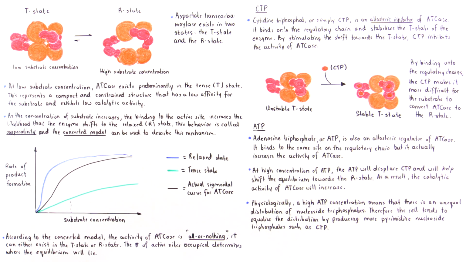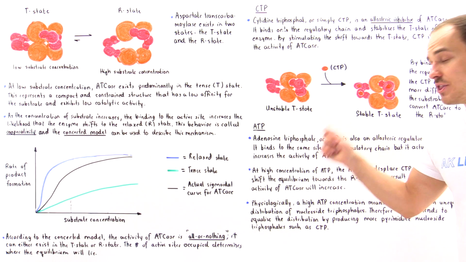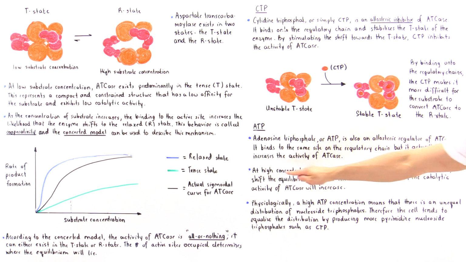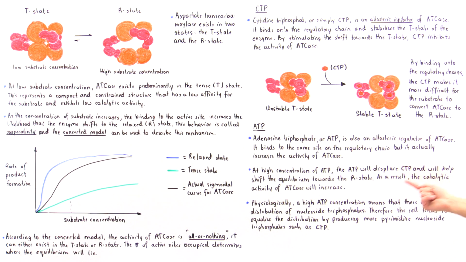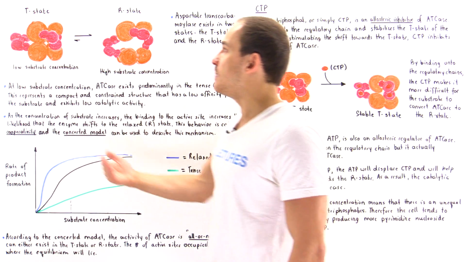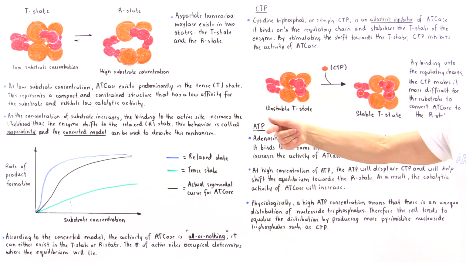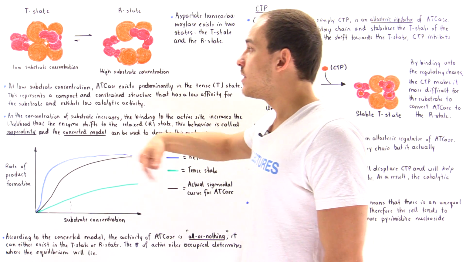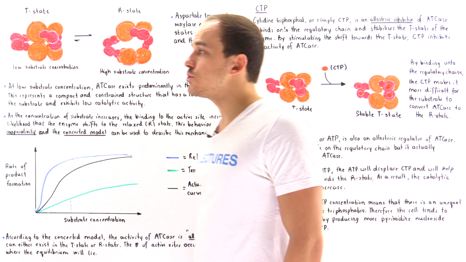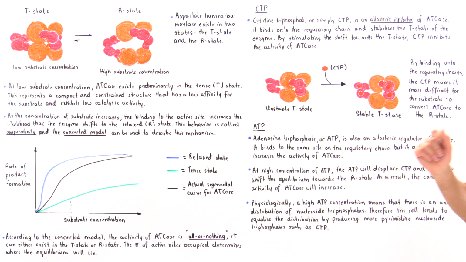So adenosine triphosphate, or ATP, is also an allosteric effector of ATCase. It binds to the same site on the regulatory chain, but it actually increases the activity of that ATCase. So at high concentration of ATP, the ATP will displace the CTP from the regulatory site on those regulatory chains, and that will shift the equilibrium from the T state to the R state and make the active sites much more likely to actually bind and convert that substrate molecule into the final product, the CTP.